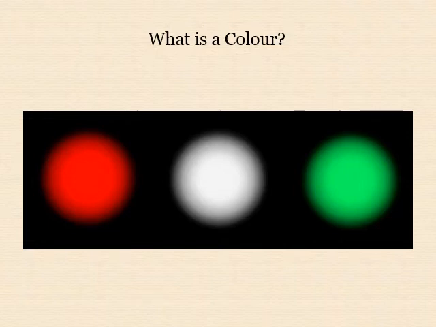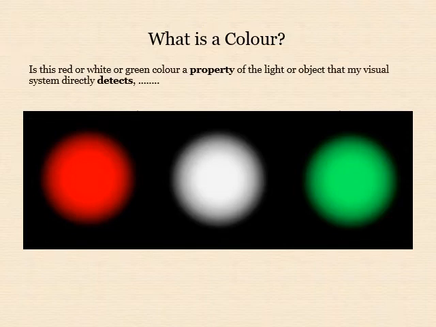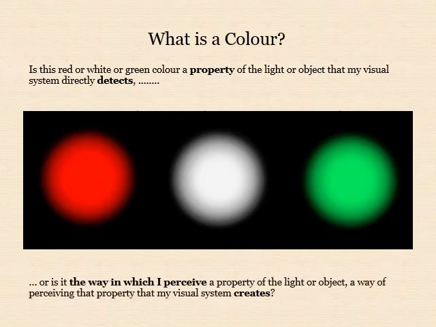But what is not immediately clear is whether this red or white or green colour is a property of the light or the object that my visual system directly detects, or whether it is the way in which I perceive a property of the light or the object, a way of perceiving that property that my visual system creates. While the first alternative is sometimes called by philosophers the common sense view of colour, scientific consensus is firmly with the second alternative.